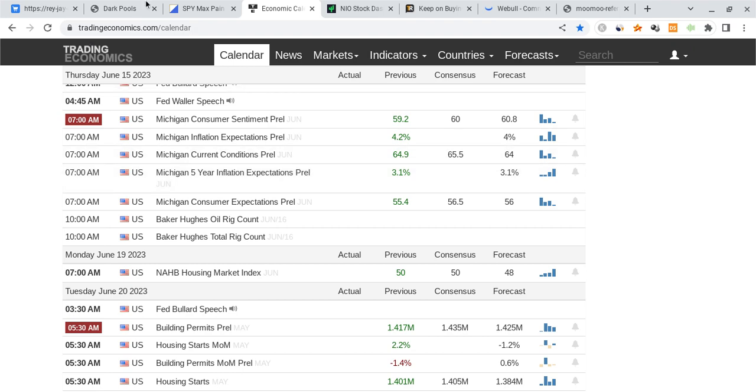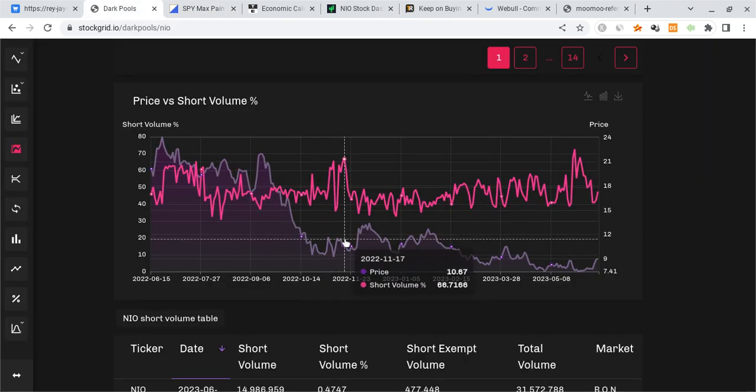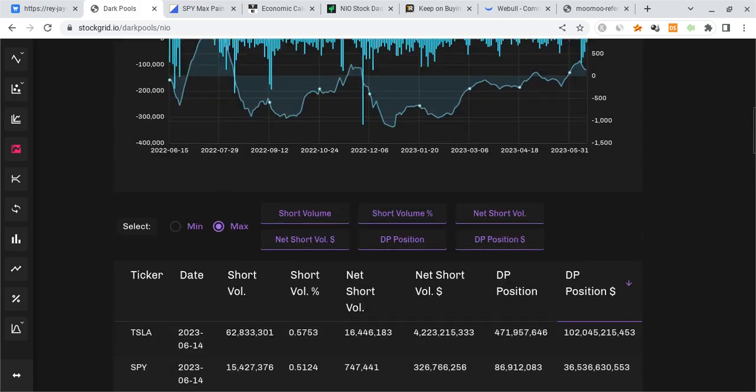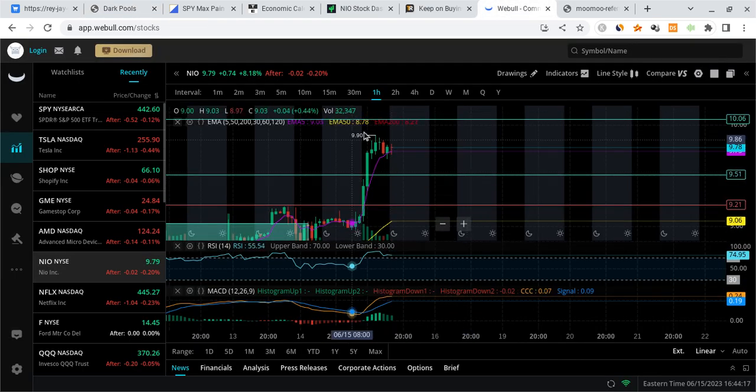And we will see how this actually affects it, because you have to remember we have OPEX tomorrow too, lots of options expirations. We have just under 2 million calls expiring, and we have just under 3.7 million puts expiring. A 1.91 put to call ratio. The majority of individuals have puts, and institutions and the market makers are incentivized to hold the market up. NIO has seen a declining short interest and a declining short volume relative to price. And finally, the volume on NIO is still very strong at 96 million, almost in the 100 million mark. So overall, it's looking very, very nice.